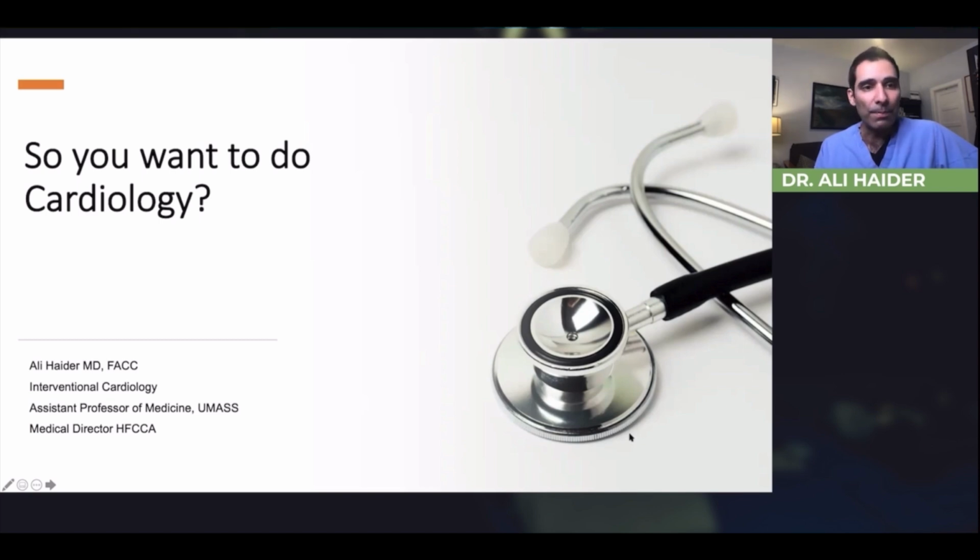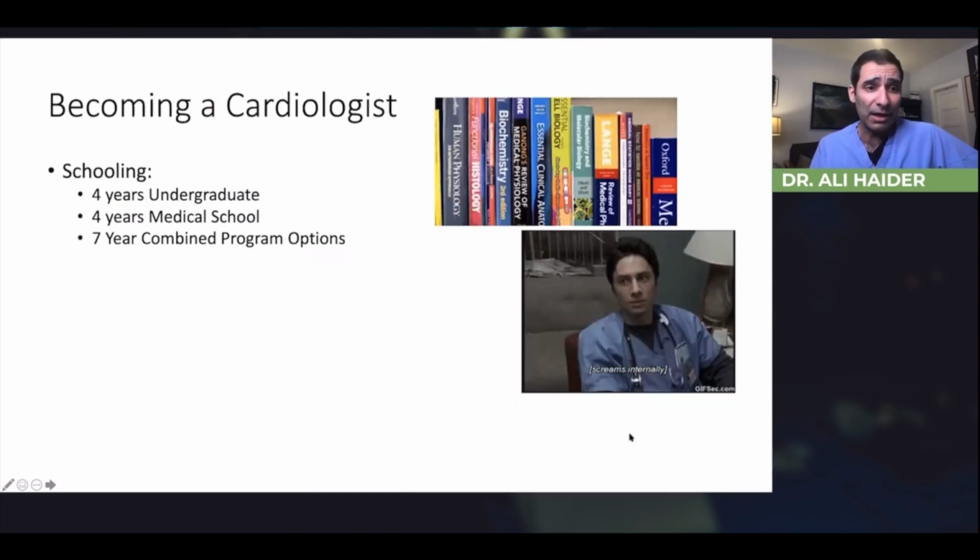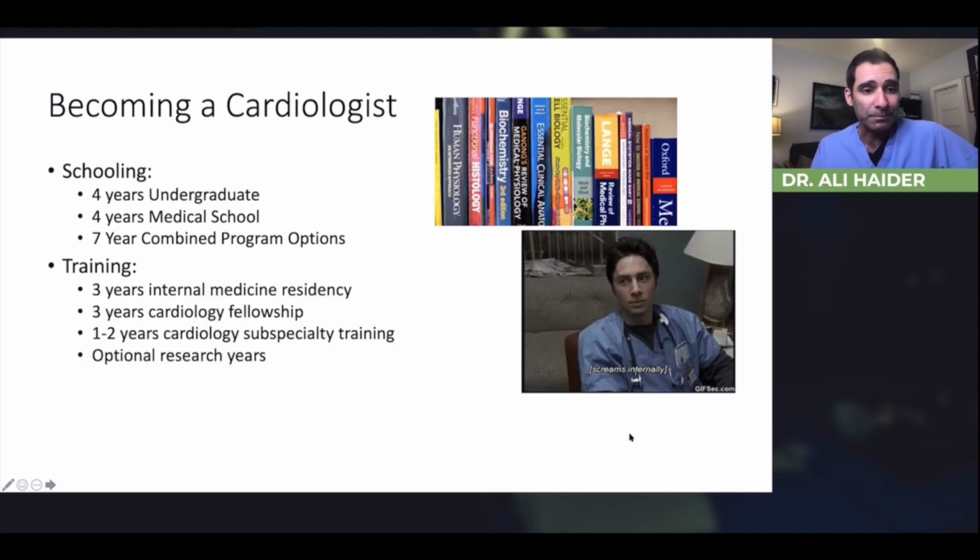So becoming a cardiologist. First thing you got to know, there is a lot of schooling and training involved, right? And there are some fields that require less training. Interventional cardiology is pretty much the same as becoming a neurosurgeon, and there's a lot of training. So you obviously got your 4 years of undergraduate, you got your 4 years of medical school. There are 7-year combined program options, which I had considered at one point. In retrospect, I wish I had considered it strongly because, like I told you earlier, every year counts once you hit your 30s and 40s.